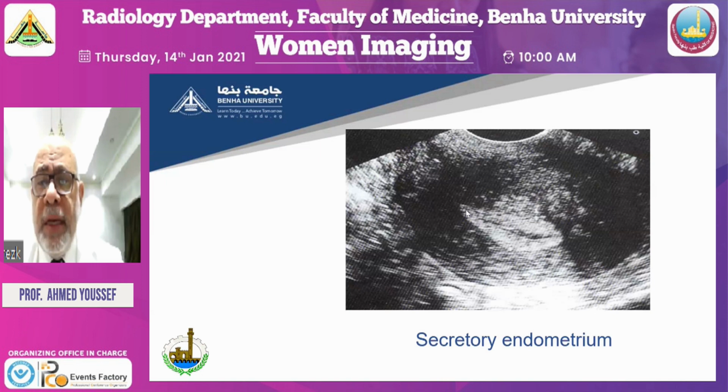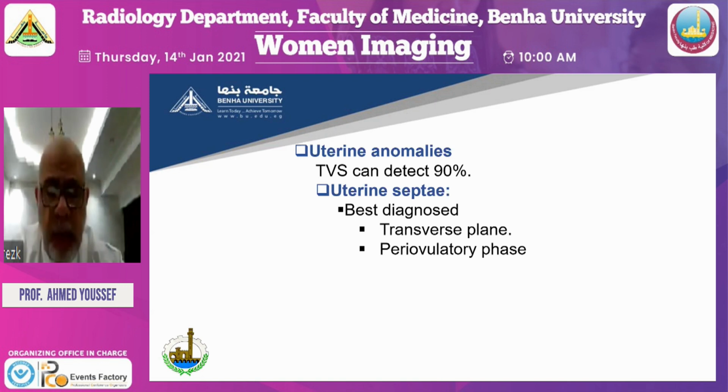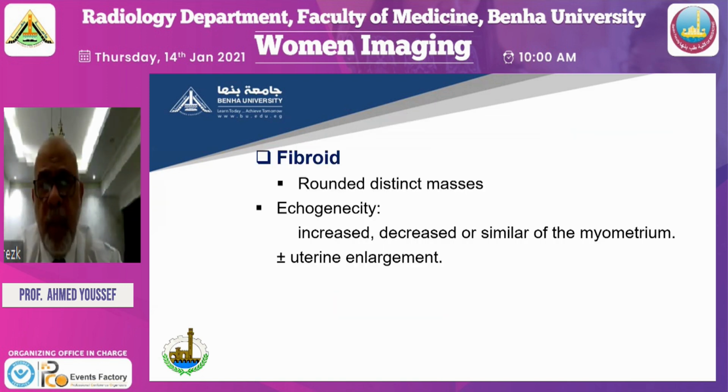This picture shows the total secretory pattern of the total hyperechogenicity, which occurs after the hCG administration or after ovulation. And if I find this picture before the hCG administration, then I suggest that there is a premature progesterone rise. As for uterine anomalies, I will skip it because Dr. Nermeen talked about it in full details.